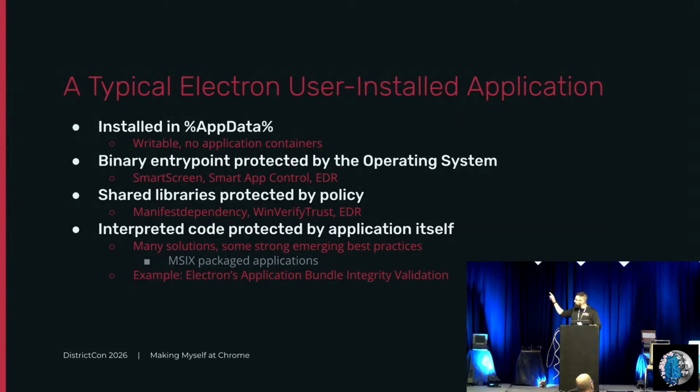But the last point on this slide is something important. Your application's logic, like its JavaScript and any interpreted code, has to be protected by the application itself. So you're not going to get that from the operating system for free. You are in charge of making sure your scripted app logic is not tampered with. There are a lot of solutions to that problem. One I brought up in a bullet point here is MSIX packaging, which is essentially a good way to work around that. But the one we're going to focus on is the latter: Electron framework-provided integrity checking controls.